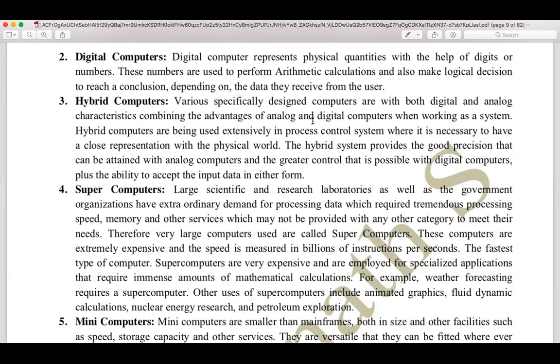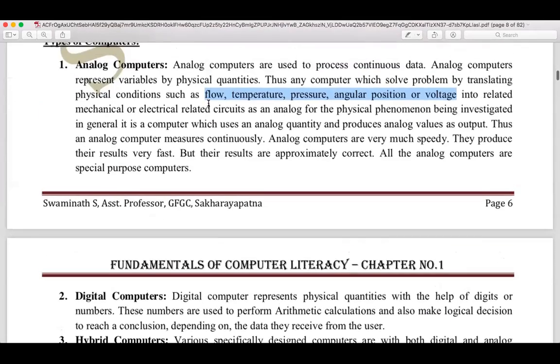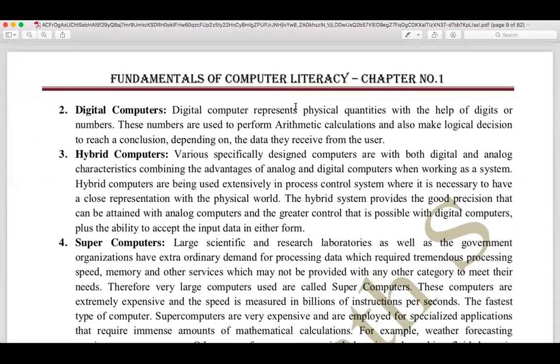Then we have the hybrid computer. It is a combination of digital and analog. The working of both computers is provided by the hybrid computer. Hybrid computers provide the benefits of digital computer activity, that is calculation and logical decision making. Along with that, they also use numbers to give data in the form of analog digits, in the form of physical conditions. So both aspects come under hybrid computers.